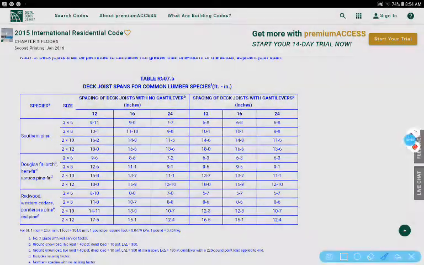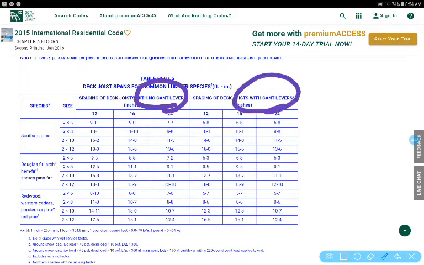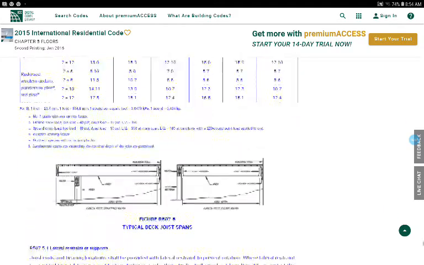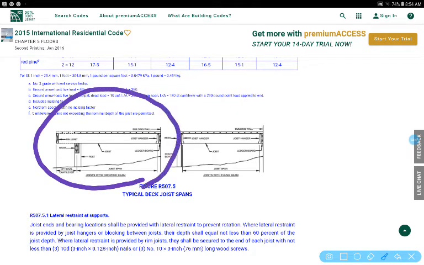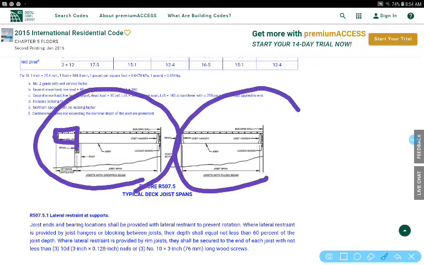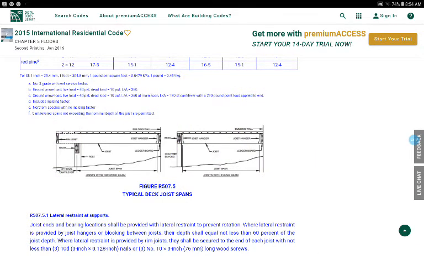First thing I want to highlight to you is no cantilever and with a cantilever. So what that means is if you look at this picture here, this one right here has a cantilever, and that's this portion right here. That's the part that hangs over past the beam. And of course this one right here has no cantilever because it goes flush right to the end. So cantilever and no cantilever. That illustration right there shows you what a cantilever is as it relates to a deck.